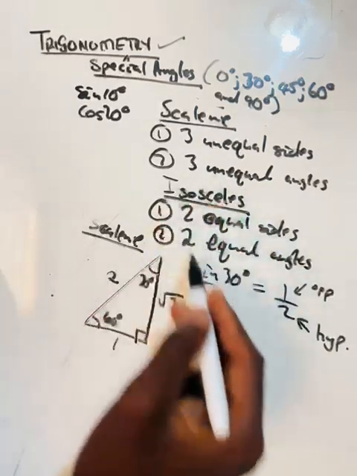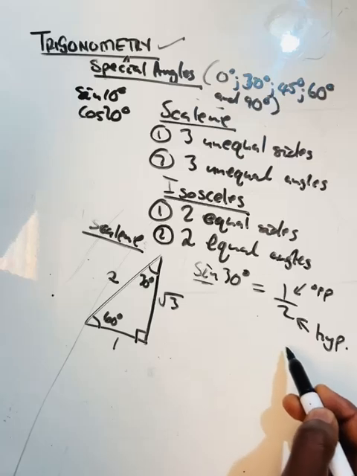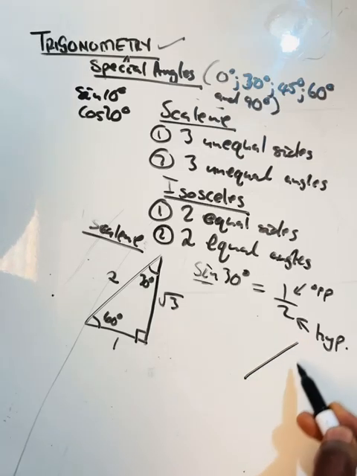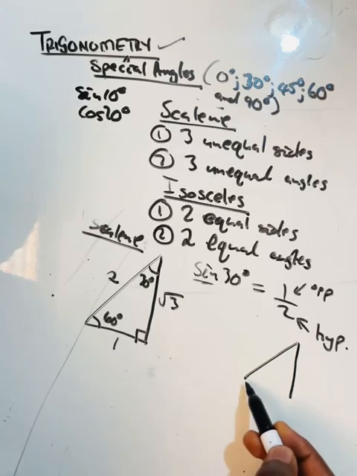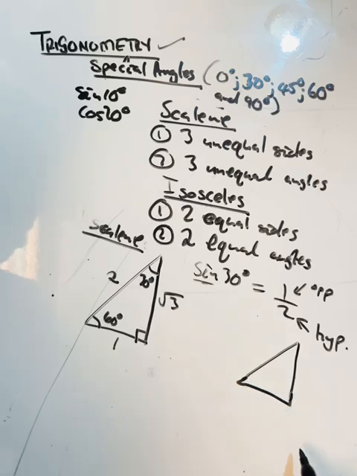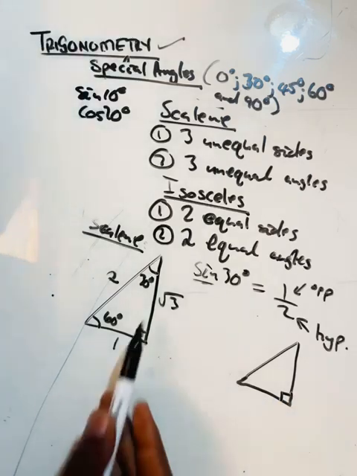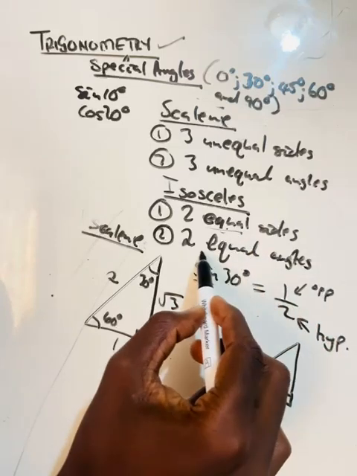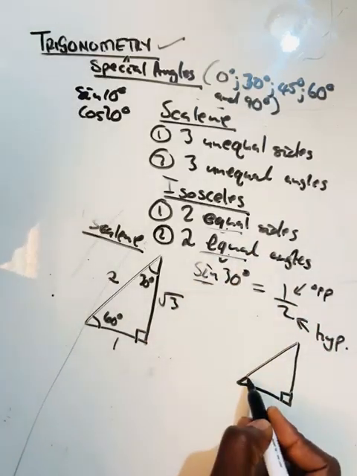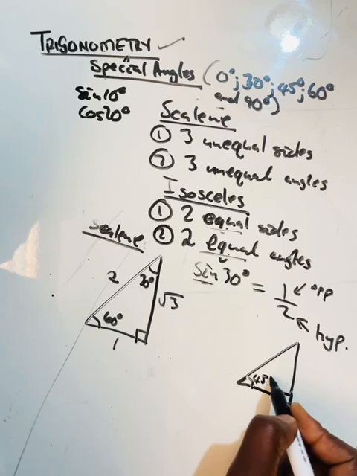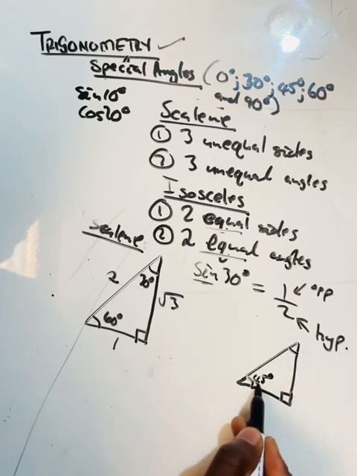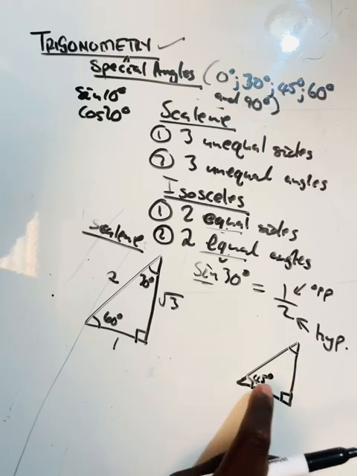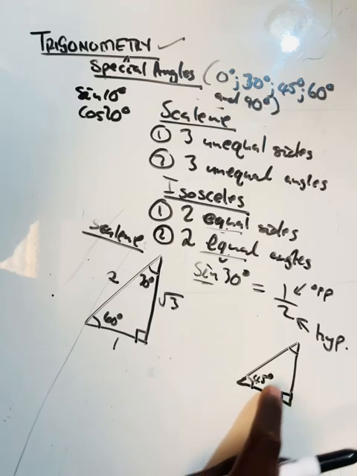The isosceles triangle looks like this. Here we've got 90 degrees. And in an isosceles, we said that two sides are equal and two angles are equal. Meaning that here the angle is 45 degrees. And if you say 90 plus 45, you get 135. And if you say 180 minus 135, you get 45 here.